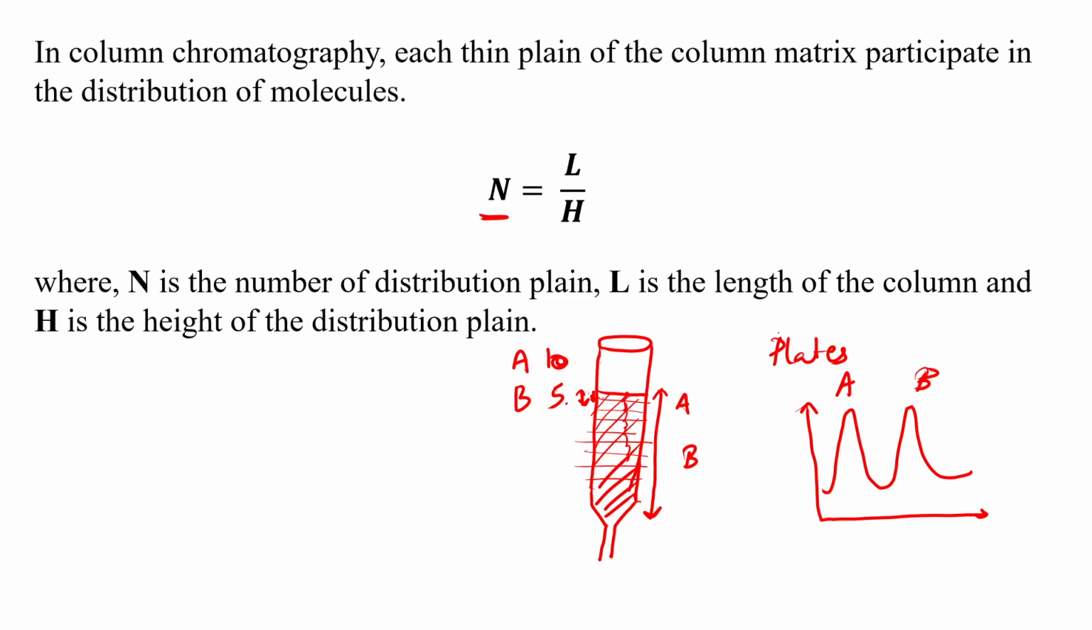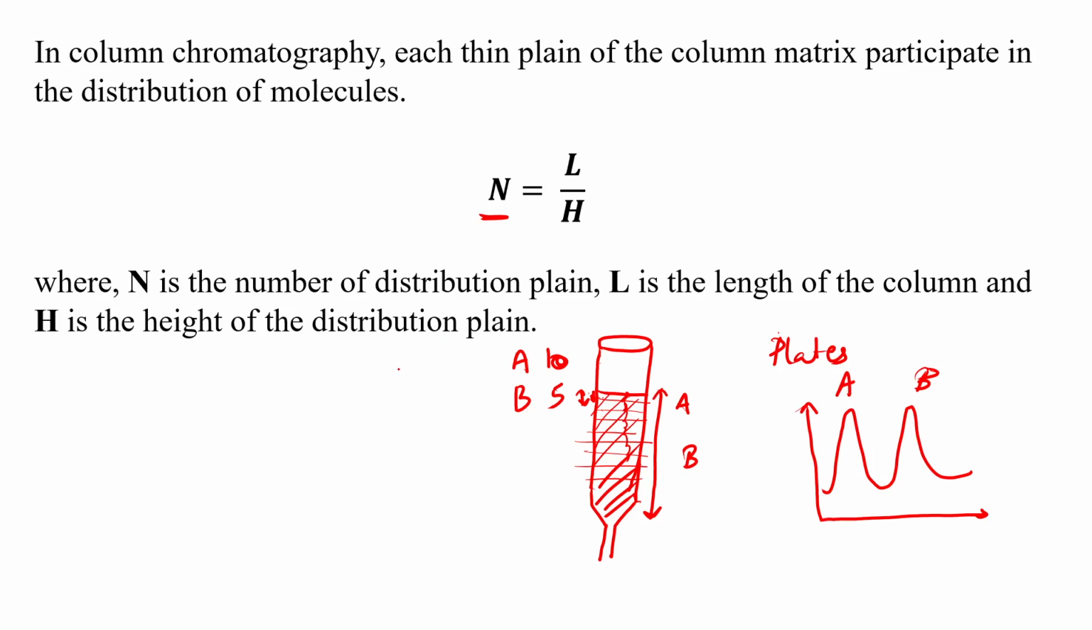This is a hypothetical concept actually. There are no actual divisions in the column. The column is a continuous thing. Just imagine a hollow cylindrical tube where you are pouring a slurry of some resin. That is continuous, but it is a hypothetical concept where we imagine that the stationary phase is divided into a number of planes. This concept comes from the resolution only. So better resolution means there are more distribution planes.